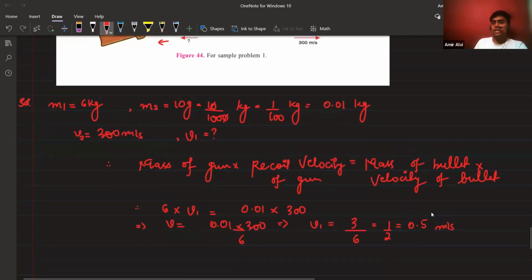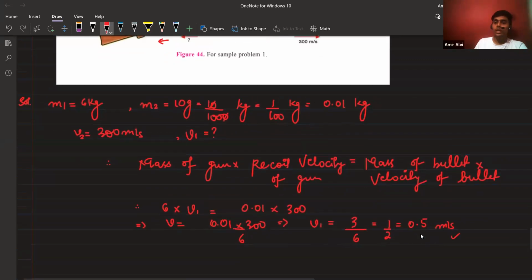So that's the recoil of the gun, which means the gun will move in the backward direction with a speed of half a meter per second. Why is the velocity of the gun less with respect to the bullet? Because the mass of the gun is very high in comparison to the bullet. It's 6 kg and it's 10 gram. It's almost negligible. 6 kg is very heavy, and 10 gram is like the pen I'm holding, maybe even greater than 10 gram.